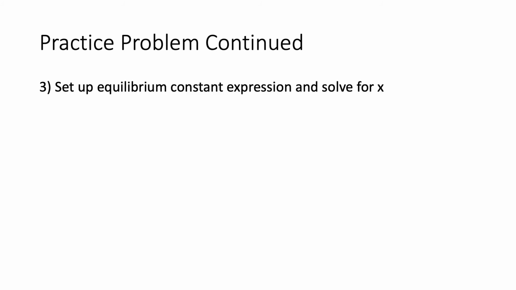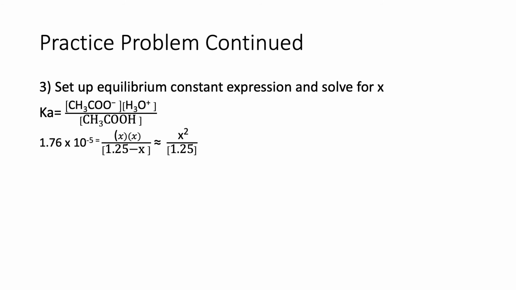Our next step is to set up an equilibrium constant expression and solve for X. We know that our equilibrium constant is equal to the concentration of the products divided by the concentration of the reactants. So we have the concentration of acetate multiplied by the concentration of hydronium, all divided by the concentration of acetic acid. And we ignore water because it is in its liquid form.